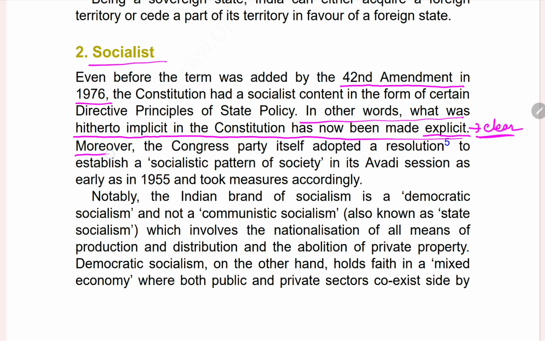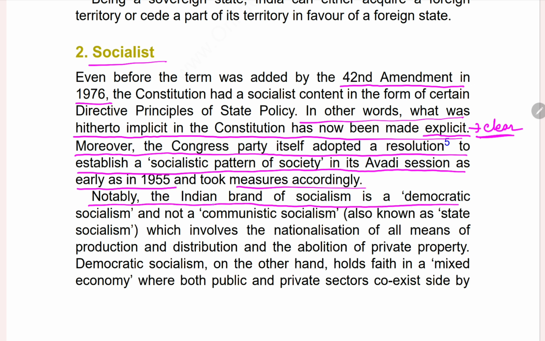seen. Moreover, the Congress party itself adopted a resolution to establish a socialist pattern of society in its Avadi session as early as 1955 and took measures accordingly. So, socialist principle is in the fabric of our constitution. Notably, the Indian brand of socialism is a democratic socialism and not a communist socialism. So, there are actually two kinds of socialism. What is democratic socialism and what is communist socialism, we will see further.